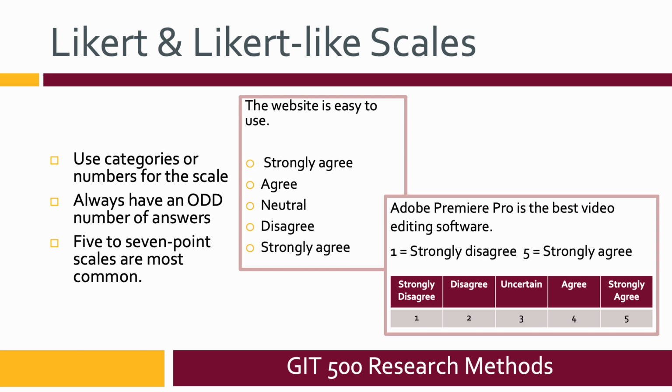But you always want to have an odd number of selections. You should always have a neutral or an uncertain or not sure in the middle. And usually you see 5 or 7 point scales most commonly.